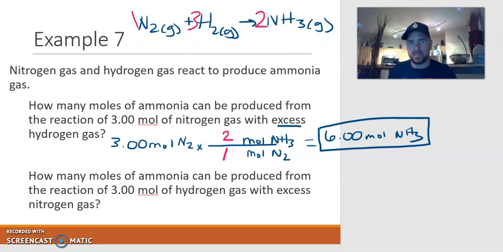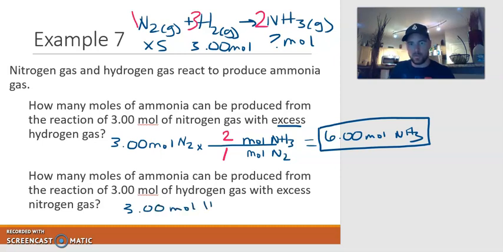Okay, so now we're looking at the exact same equation, but now it's asking how many moles of ammonia can be produced from the reaction of 3.00 moles of hydrogen gas. This time it's the hydrogen gas that's 3 moles, and nitrogen is what's in excess. So it's the hydrogen that's limiting how much is produced. I don't need to convert to moles because it's already in moles.